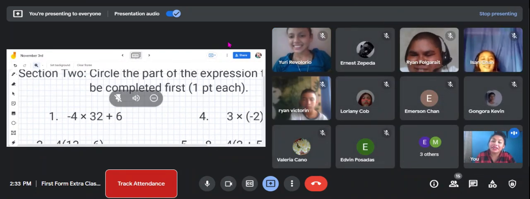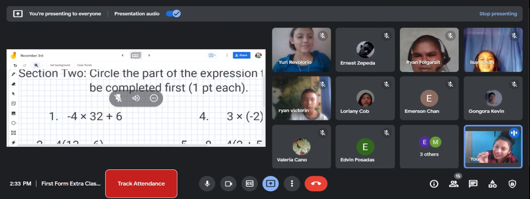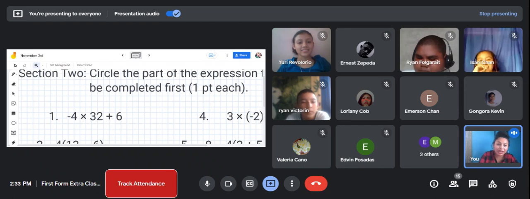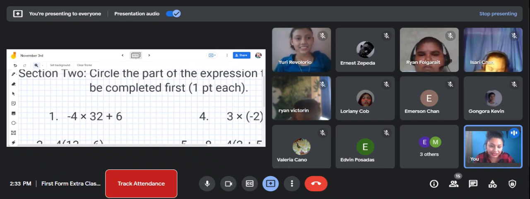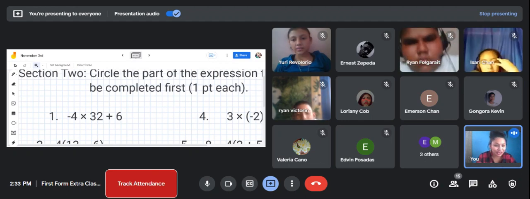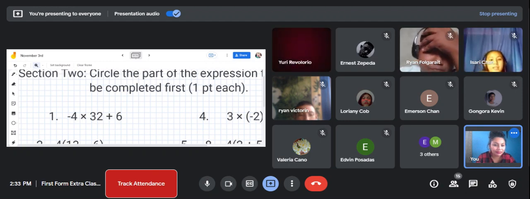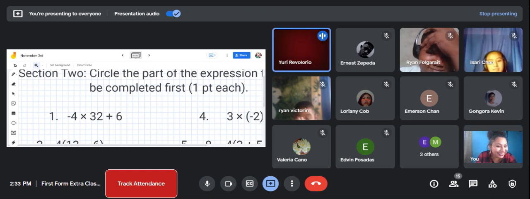So I made the worksheet on purpose going from the easy ones, then a little bit harder, and then you get the big problems at the end, right? So take your time and do this. Look at this question. It says -4 times 3^2 plus 6. What am I going to do first in this problem? Times. But what are you going to multiply? You're just going to circle the multiplication.